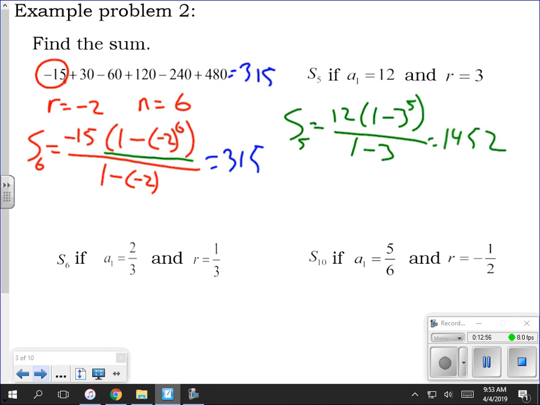Okay? That's it. This is extreme. You're not going to do this one by hand. You don't want to do it by hand. I don't want to do it by hand. It's extremely complicated.